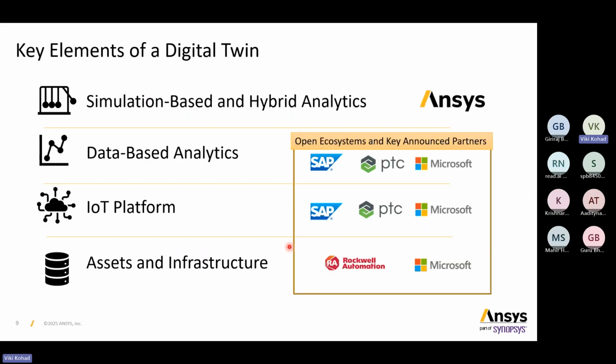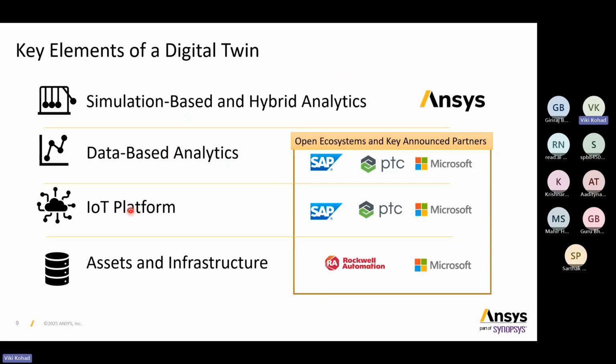Now we are talking about the key elements of a digital twin. So what are the key elements? First, simulation-based and hybrid analytics, then data analytics, because it gathers the data and analyzes it. It does not directly gather the data and give it to you. It first gathers the data using physical sensors, and then that data is analyzed on the IoT platforms by using AI or machine learning models.